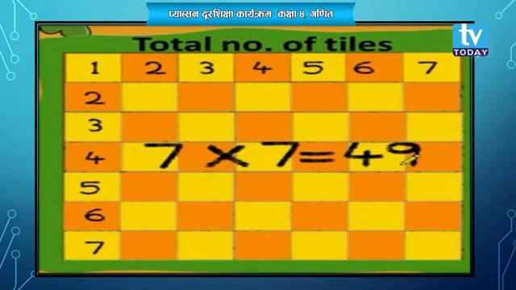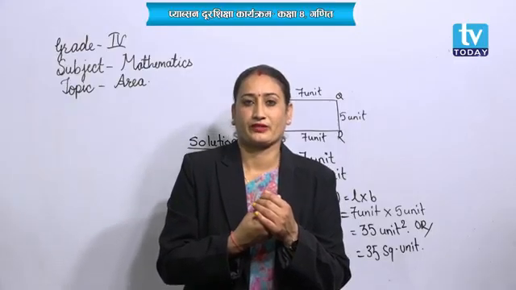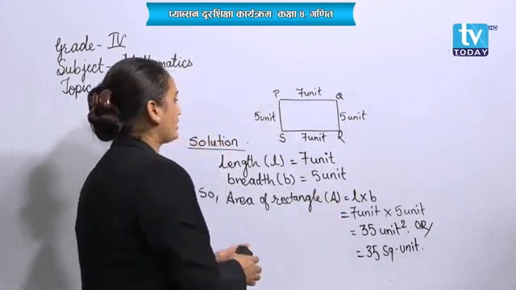Altogether, think about it, how many tiles can be fixed in his land? Can you guess it? Think about it fast. Okay, student, if one tile is 1 square unit, then there are 7 tiles. That means it's 7 square units. Then 7 into 7. What will be the answer?